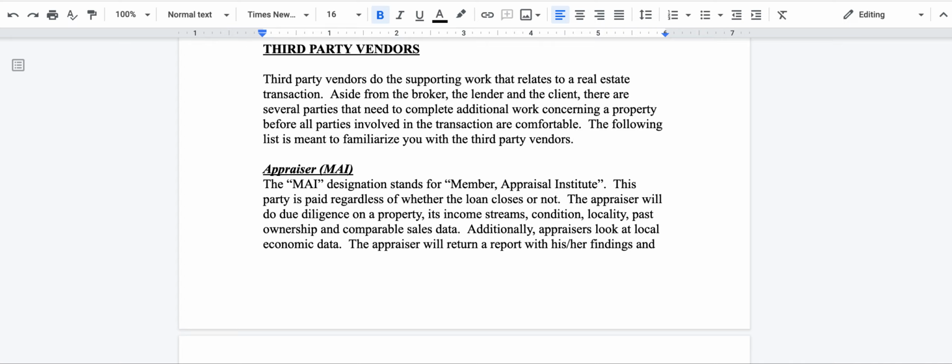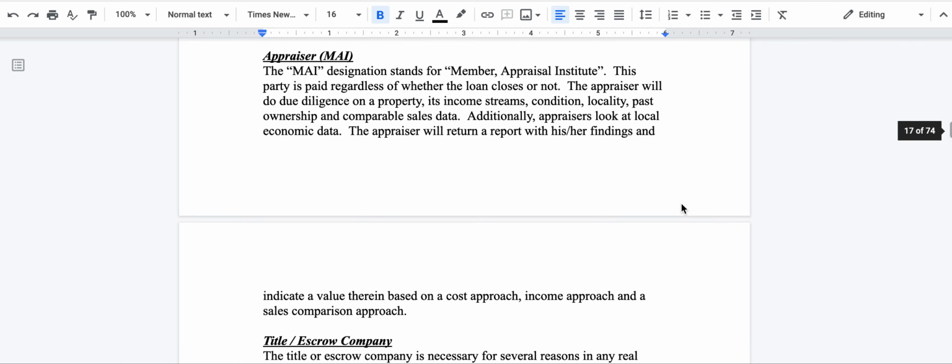Aside from the broker and the lender, there are several different parties that need to complete additional work. The first one is the MAI certified, or Member of the Appraisal Institute, is what that stands for. It's a designation. This party is paid whether the loan closes or not, but the appraiser really is there to do due diligence on a property itself: its income streams, condition, location, past ownership, comparable sales data, cost, etc.